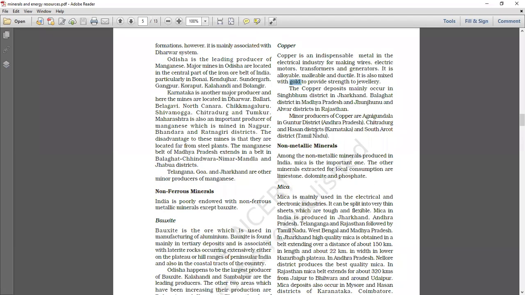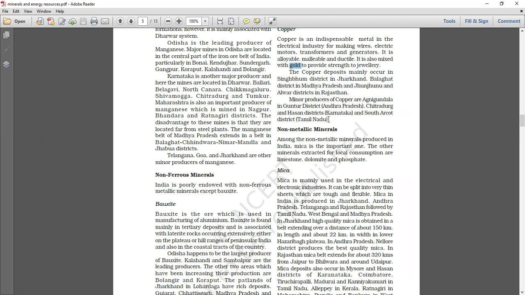So if I'm talking about the distribution of copper, then copper is found in the Jharkhand state, in the Singhbhum district of Jharkhand state. It is also found in Madhya Pradesh, in the Balaghat district. If I'm talking about Rajasthan, तो राजस्थान में ये आपका झुंझुनू. Jhunjhunu, we all are familiar. Jhunjhunu is located in the Shekhawati region, and it is found in Jhunjhunu. It is also found in Alwar district, and other producers of the copper are अग्निगुंडाला in Guntur district of आंध्र प्रदेश. गुंटूर के अंदर, जो आंध्र प्रदेश के अंदर है, अपना चित्रदुर्ग, that Hassan district of Karnataka, and South Arcot district of Tamil Nadu. So these are the areas where copper is found.